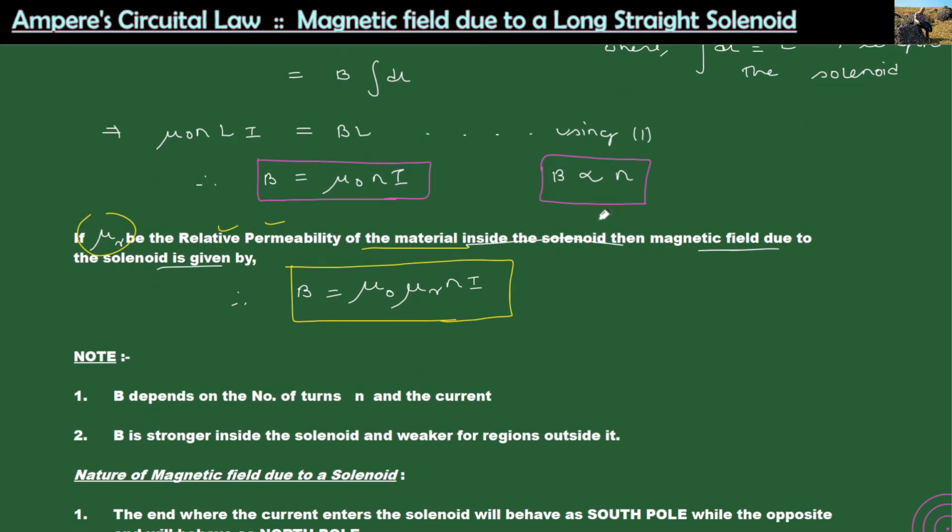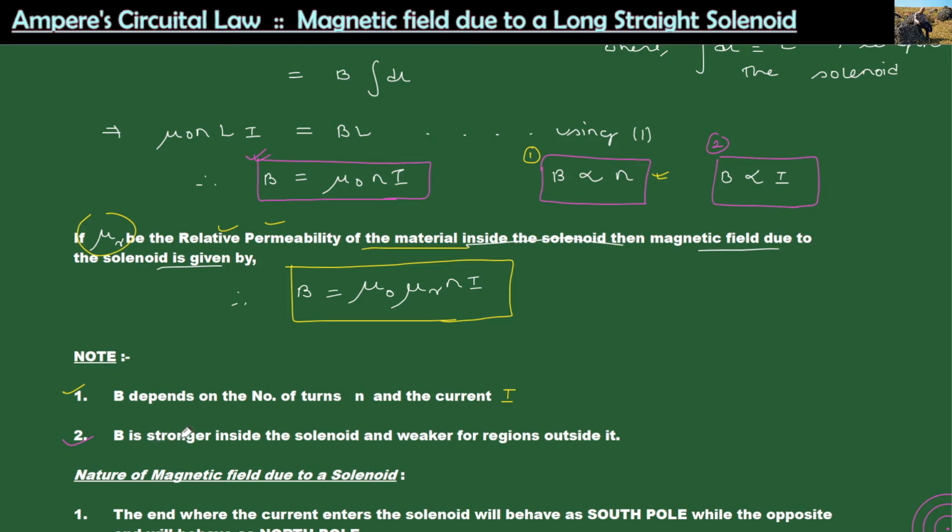Okay, B is dependent upon N. The more the number of turns, the stronger the magnetic field. So B depends upon the number of turns and also the current I. So there are two things that we can draw. Number one, B is proportional to N, and number two, B is also directly proportional to the current I. So the more the current, the stronger the magnetic field. These are the two conclusions which we draw from this equation.